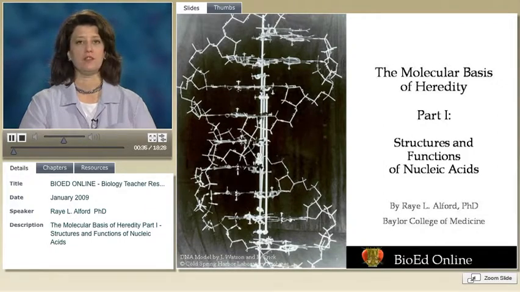The hypothesized structure was derived from X-ray diffraction data generated by Drs. Maurice Wilkins and Rosalind Franklin. The model was constructed with parts obtained from a machine shop. Drs. Watson and Crick published their proposed DNA structure in the journal Nature in 1953. For their work, Drs. Watson, Crick, and Wilkins were awarded the Nobel Prize in Physiology or Medicine in 1962.